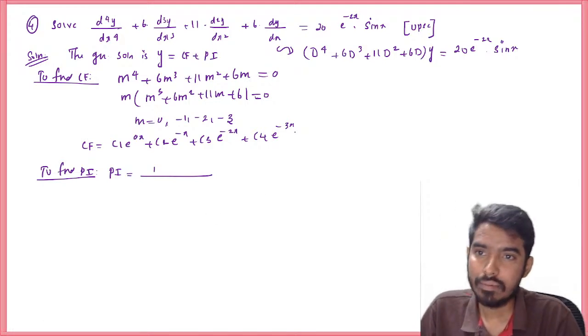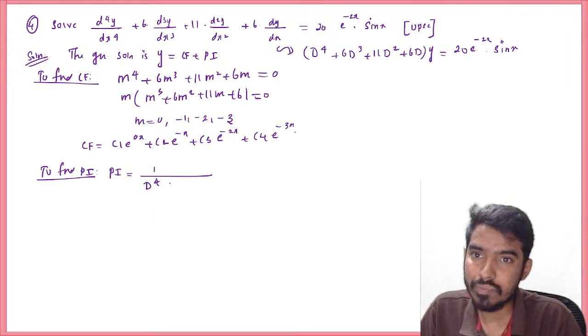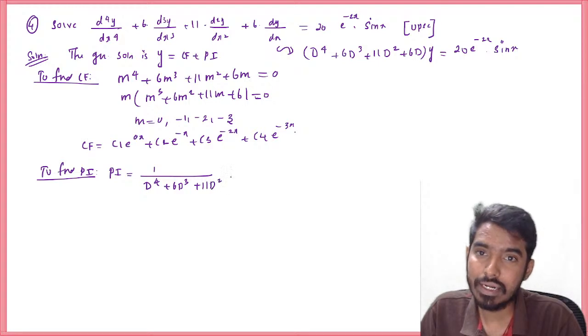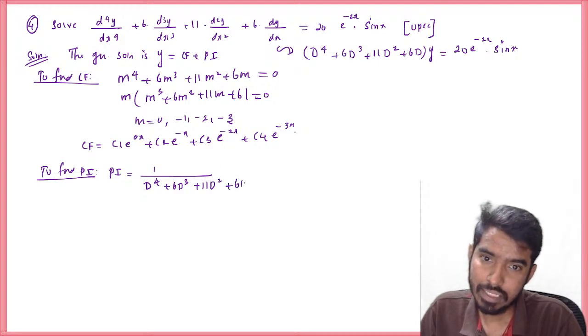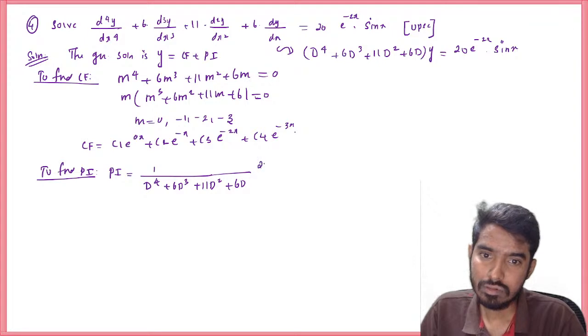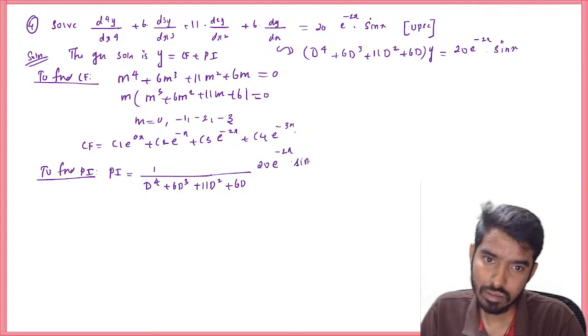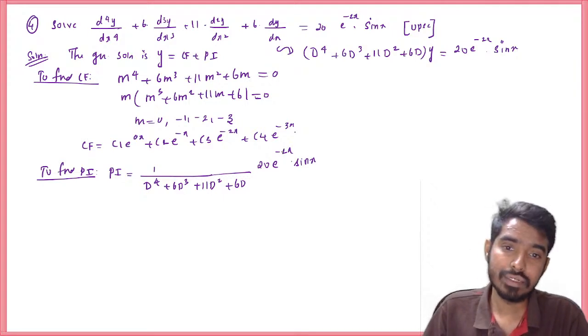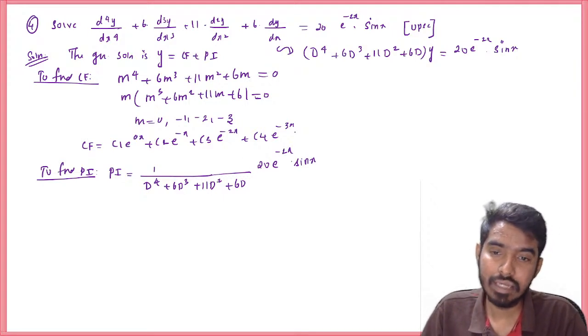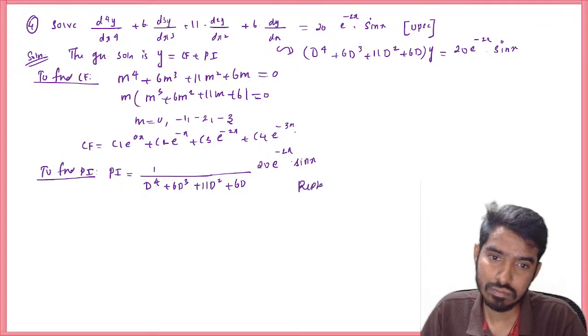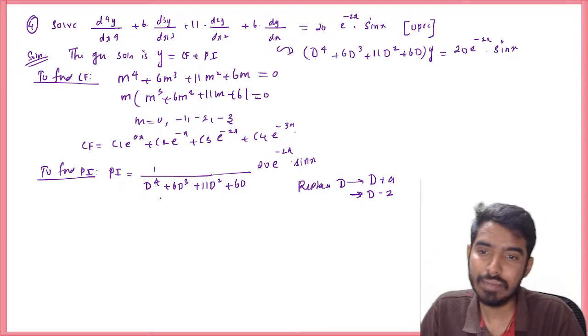So we have D power 4 plus 6D cube plus 11D square plus 6D, acting on 20 times e power minus 2x sin x, right? Now what you have to do is replace D by D plus a. A is -2 here, so replace D by D minus 2.